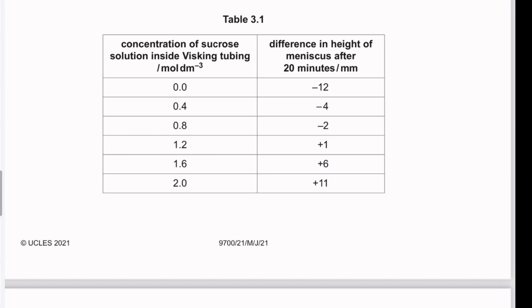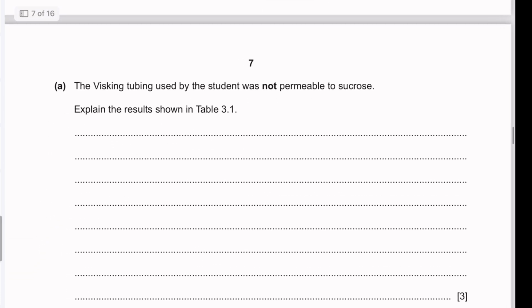So at that point we'd have zero change in the height. But before that, osmosis is going to happen because there is a difference in the concentration gradient. There will be a difference in the water potential. So osmosis will happen. So let's see what does letter A ask us?